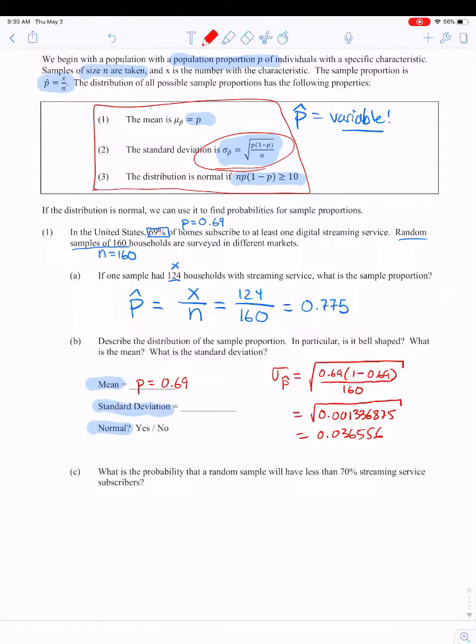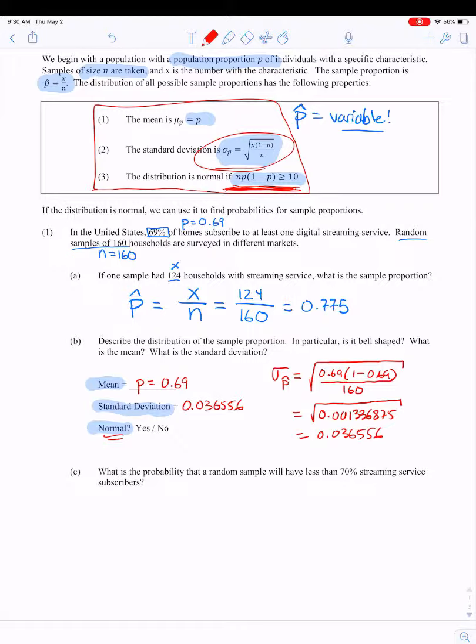So that's the standard deviation, 0.0365556. And then the last question is whether or not it's normal. To check if it's normal, that's where we check right here. Is that condition true or not?